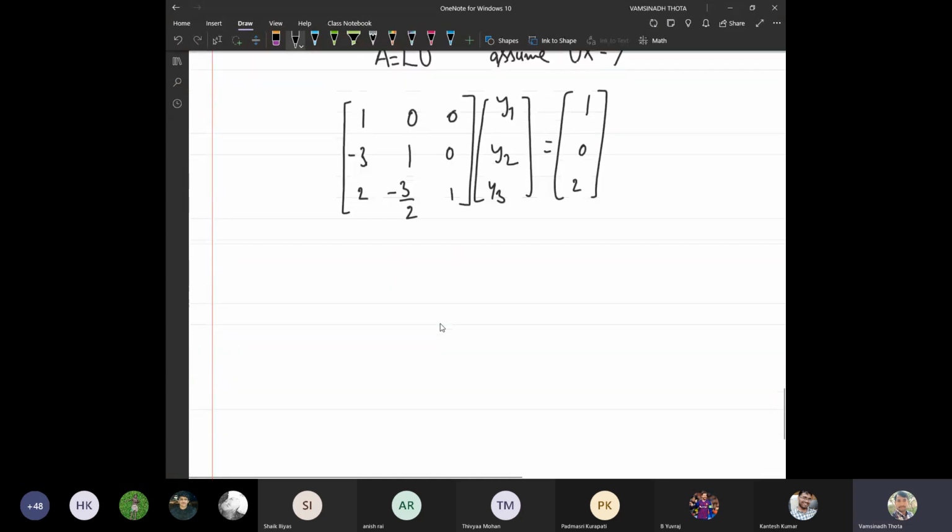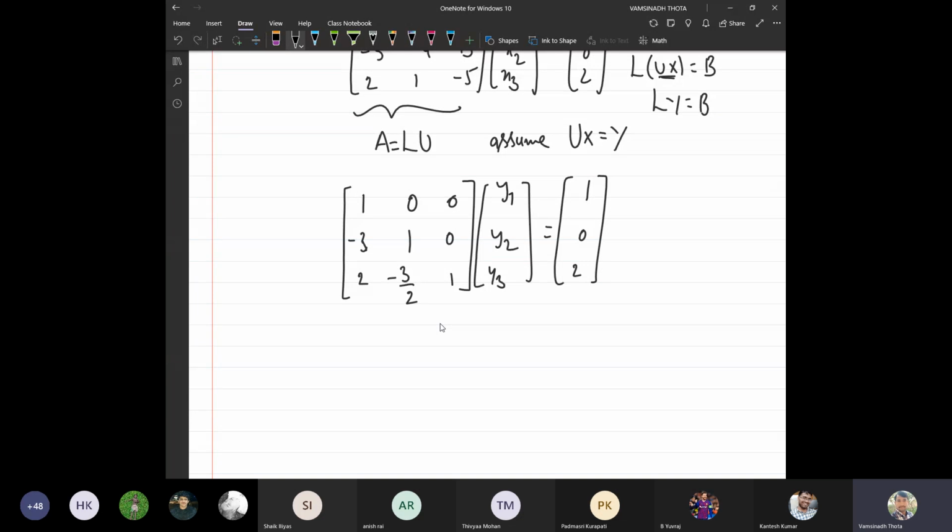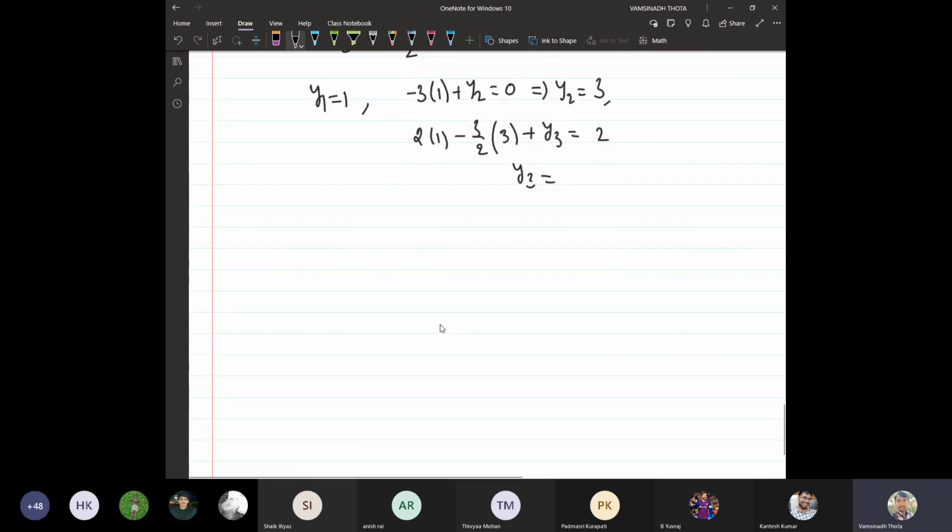Now, how to find the solution? If you write the first equation, y1 is equal to 1, we will directly get it. If you write the second equation, minus 3 times y1 plus y2 is equal to 0 implies y2 is equal to 3. If you write the third equation, 2 times y1 minus 3 by 2 times y2, that is 3, plus y3 is equal to 2. Simplify it: 2 and 2 get cancelled, minus 9 by 2, so y3 will be plus 9 by 2.